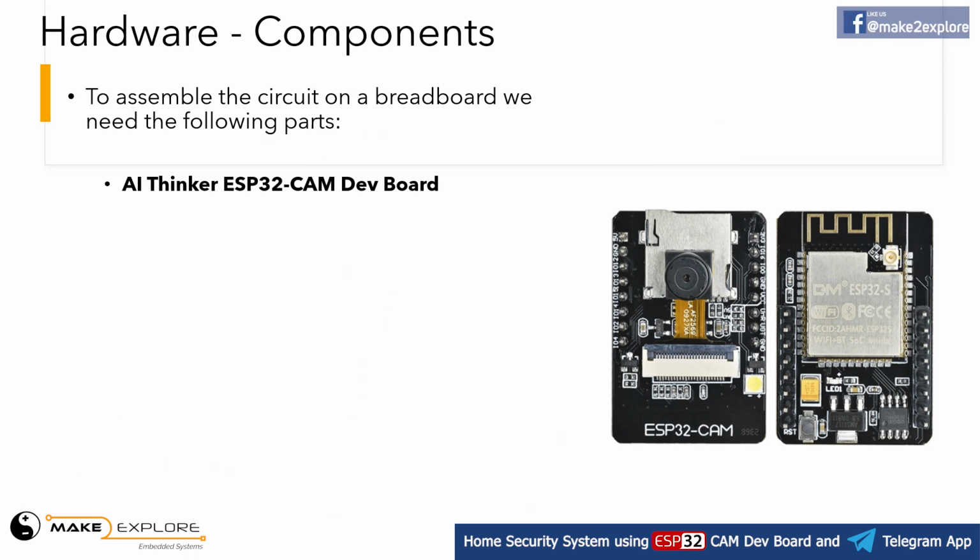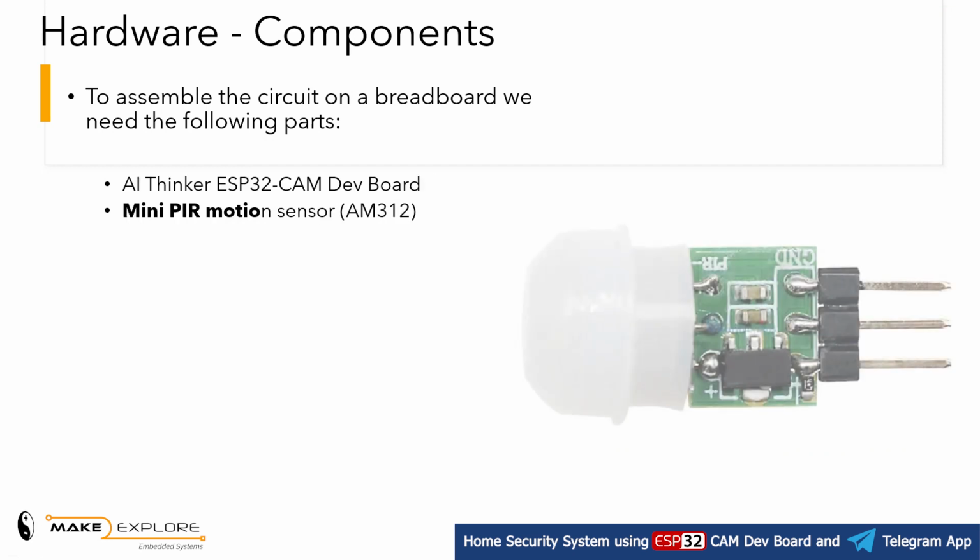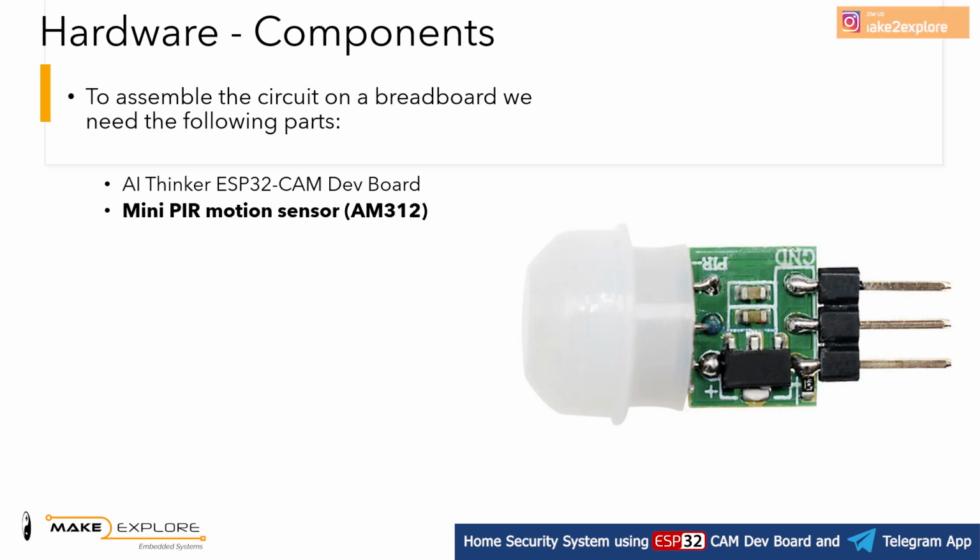This board has an onboard camera, Wi-Fi and SD card capability, and also a very powerful SoC on chip, which is the ESP32 as a core processor. Then we will use a mini PIR motion sensor, AM312, to detect the presence of warm bodies or a human body by sensing IR radiation from body heat.